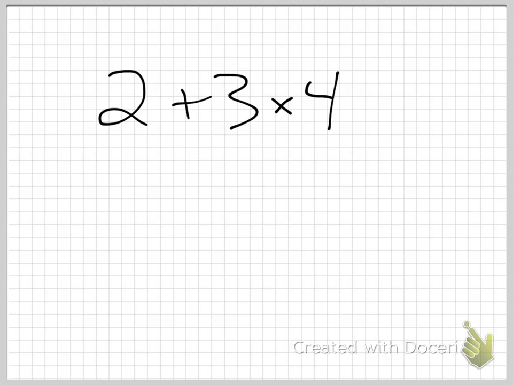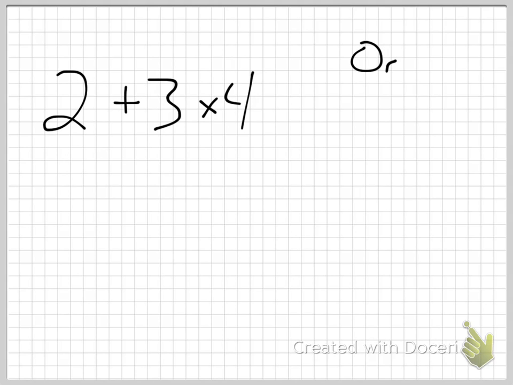Because 2 plus 3 equals 6. And then 2 plus 3 does not equal 6. 3 times 4 equals 12. Then 12 plus 2 equals 12 times 2. Yeah. Here's the deal. I'll explain.